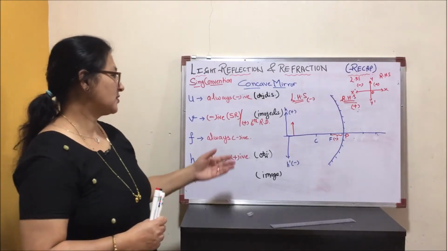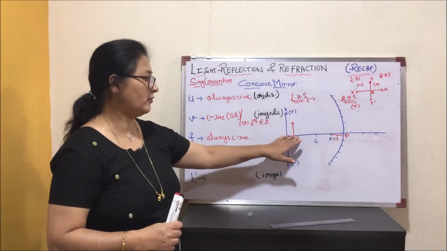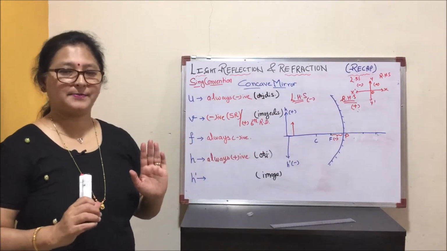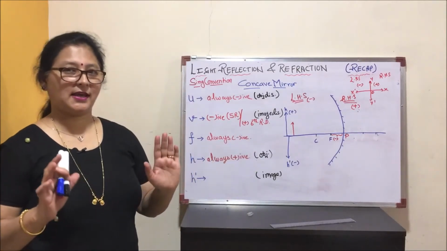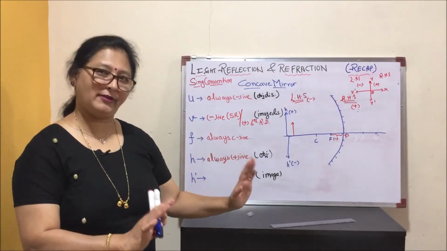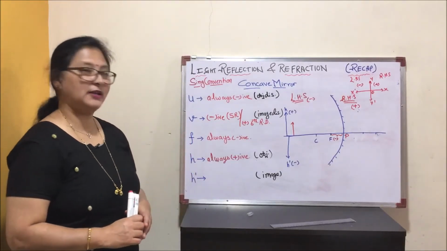Now, what about the height? In the case of height, we have placed the object always on top of the principal axis. So the height of the object is always positive, whether it is a concave mirror or a convex mirror. Clear? And what about the height of the image?